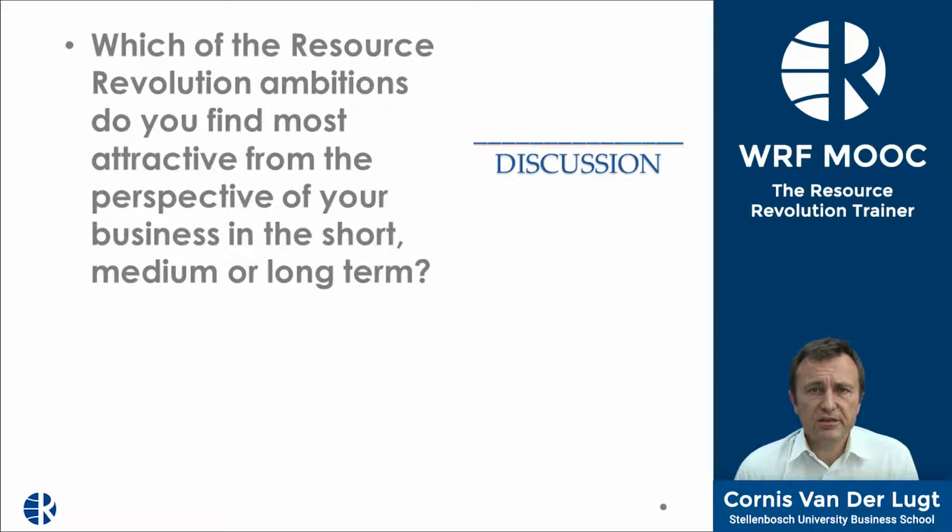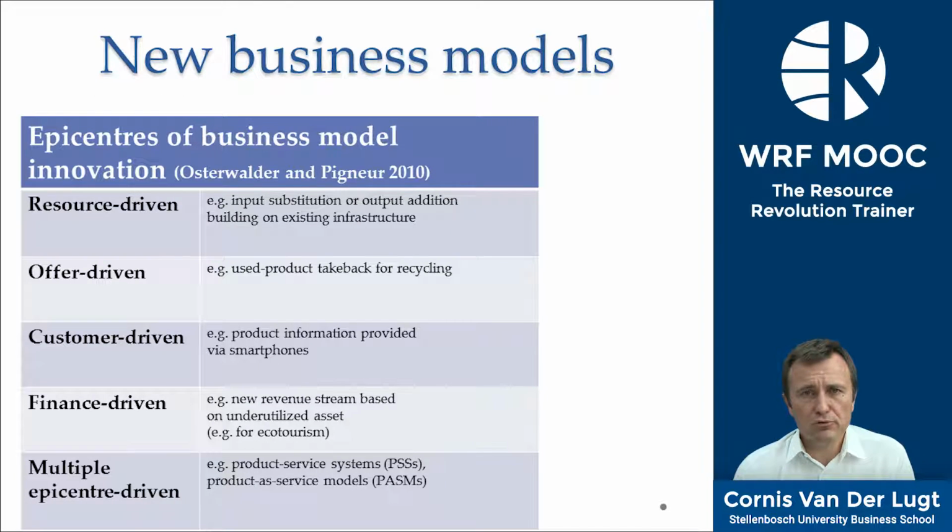Now that you've taken a few minutes to reflect on those 4 levels of ambition highlighted and required in a resource revolution transition for your enterprise, let us move on to look at that challenge of introducing resource productive business models. You may be familiar with the business model canvas developed by Osterwalder and his colleagues from Switzerland in publishing the Business Model Innovation book in 2010.